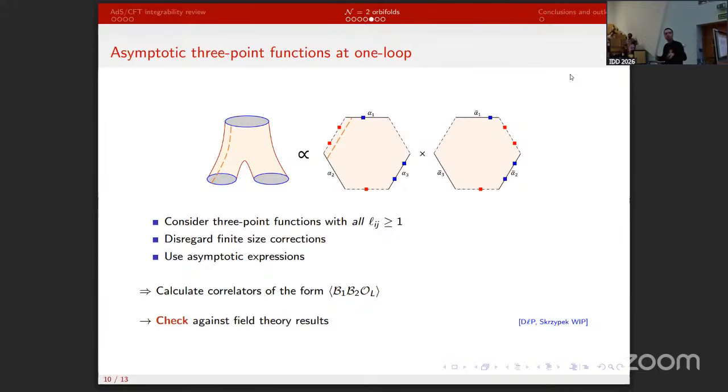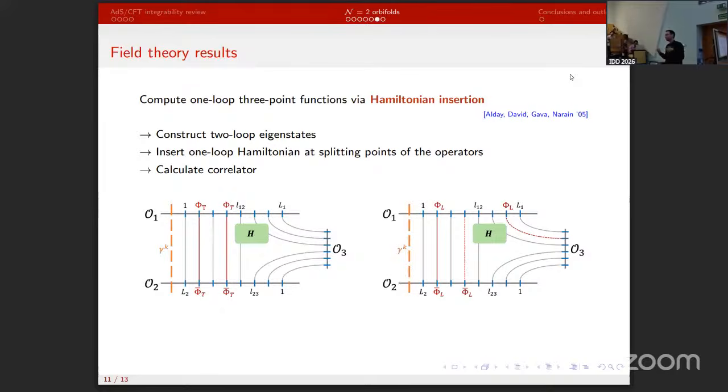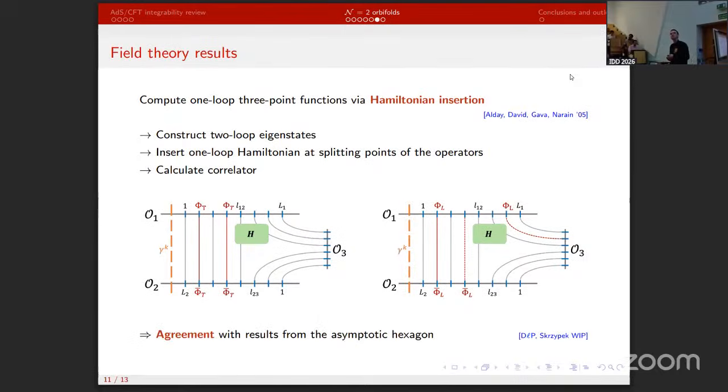And of course, all of this has to be checked against field theory results. On the one hand, you could do honest field theory and really draw all the graphs with all the calculation. We decided to use the Hamiltonian insertion method, which is much nicer. The idea here is you just construct the two-loop eigenstates from, for instance, the dilatation operator, and then you insert Hamiltonians at the splitting points of the operator. So for instance here, but of course we would also have to insert one between here, and then for the other operator on the bottom. So in total 4 terms that you have to sum over, but then you get the asymptotic results also from field theory. And as I was already saying, in all these cases, we found perfect agreement with the hexagon.